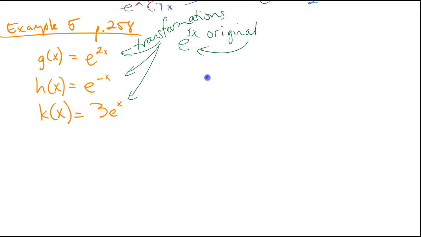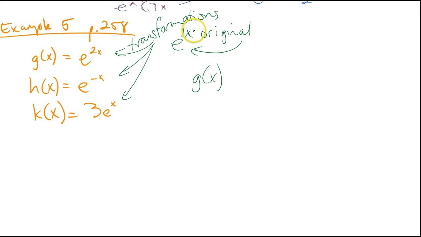So for g of x, what are we doing to the x before we continue with the function? Ooh, that sounds like it's going to be a horizontal kind of thing. So if we started with e to the x, and now we're doing e to the 2x, that means we're actually doing something on the horizontal scale, and because it's multiplication, not addition or subtraction, then it is a stretch or shrink.